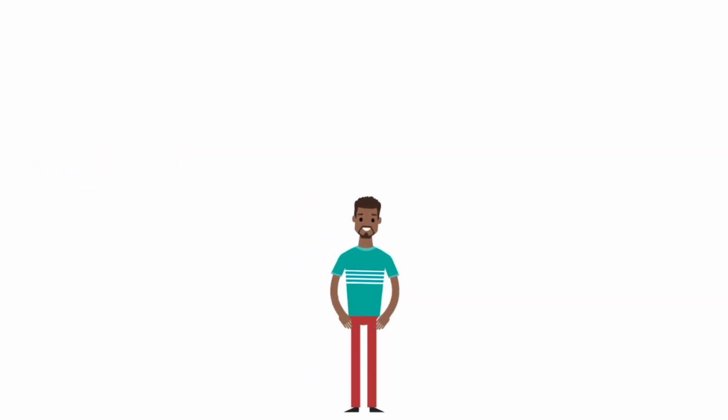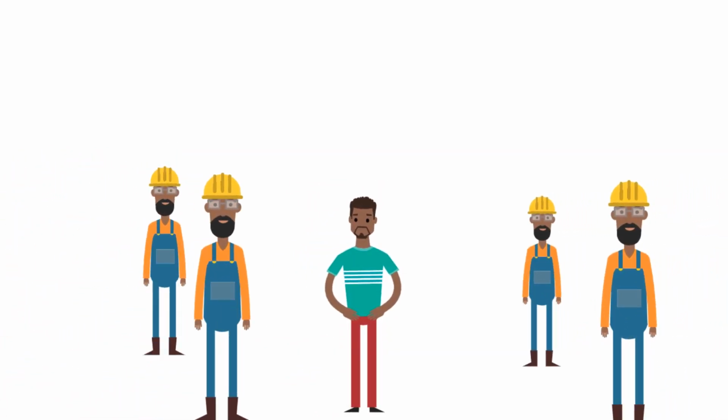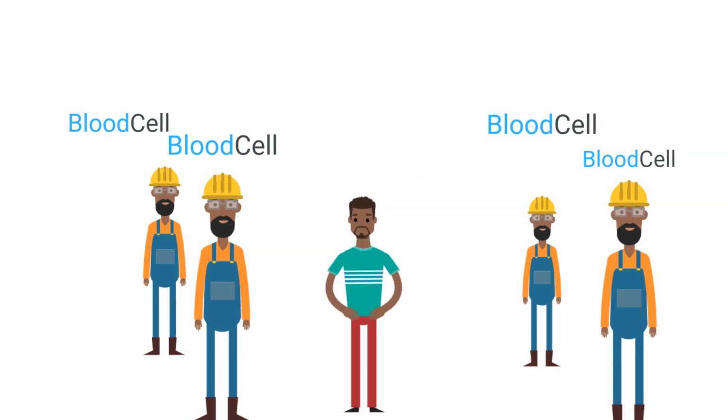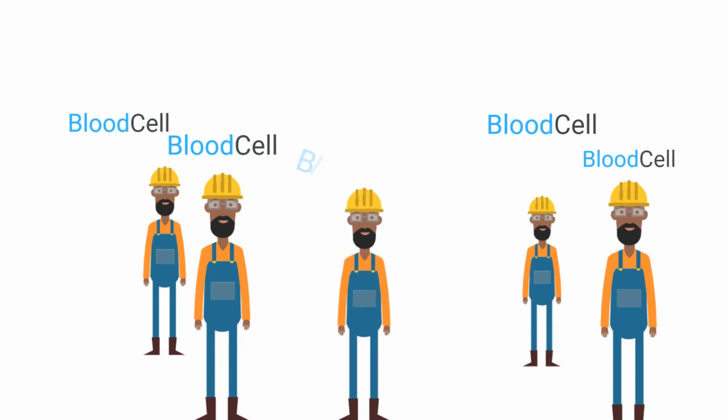An example of an external signal that can cause stem cells to choose a path includes the types of cells they are surrounded by. For example, if you have a student stem cell hanging around with a bunch of blood cell workers, then that stem cell may choose to also become a blood cell.